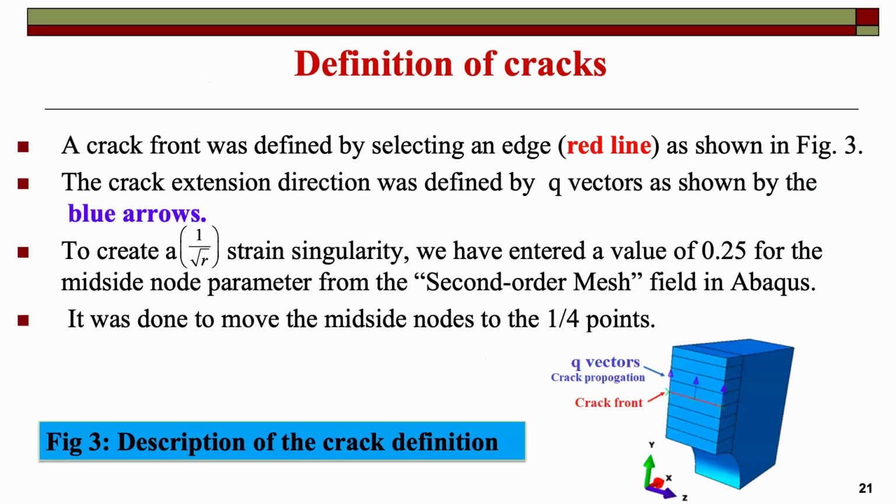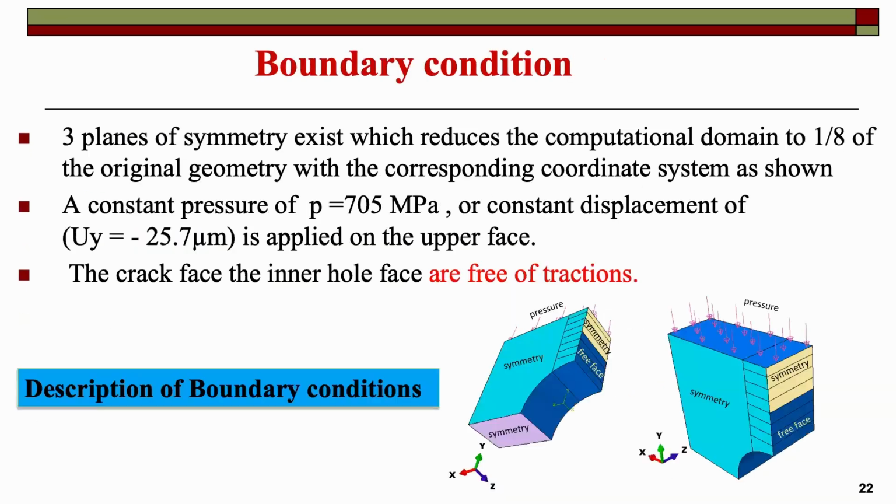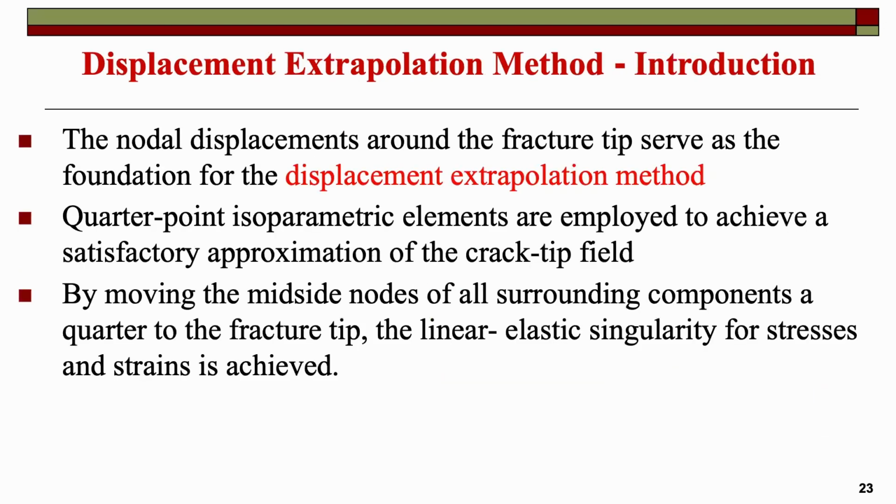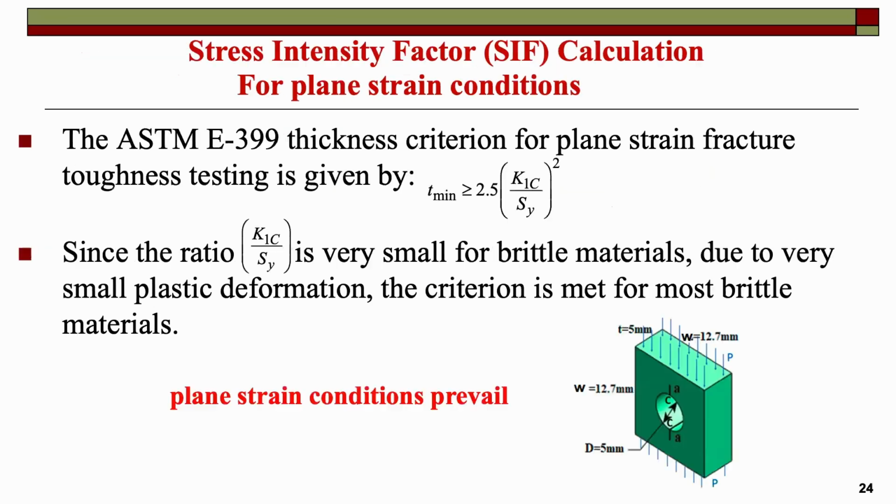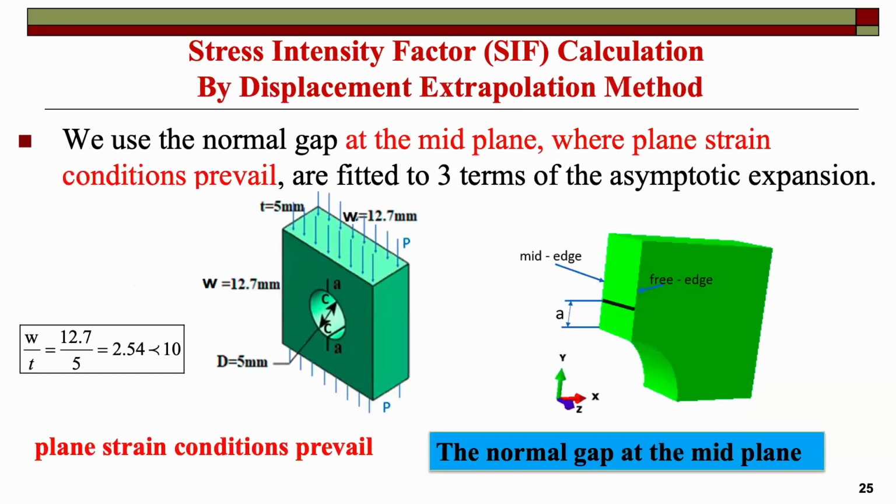So this is the definition of the crack, and this is the boundary condition. I have three planes of symmetry. We use the displacement extrapolation method. The thickness of the plate is minimal and very small in brittle materials. This is the criterion by which I can choose plane strain or plane stress, and this criterion is met for most brittle materials. So it is the plane strain condition.